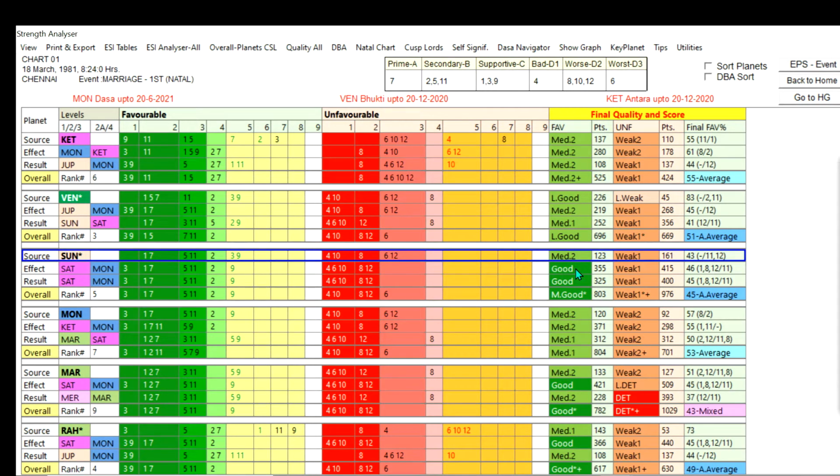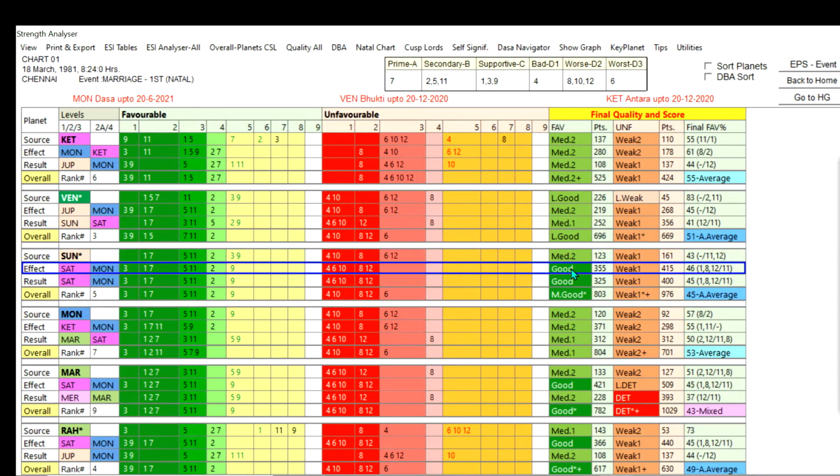As I said, it will be more useful when you study that EPS ebook, and also if you learn the EPS system of astrology through direct online courses, you will understand better. So this analyzer table will be more useful in analyzing each planet's level-wise strength, favorable, unfavorable, along with that quality. If you analyze, it will be more useful.